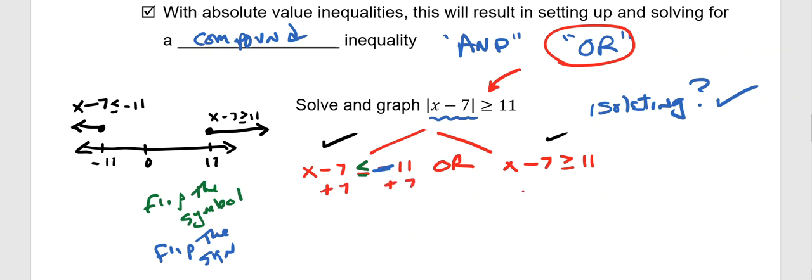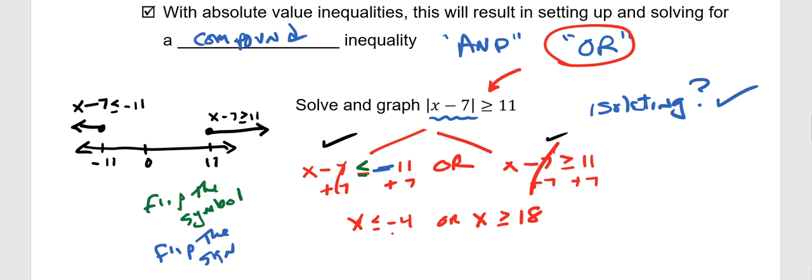We add 7 to both sides on one part, we add 7 to both sides on the other. What we're going to get is x is less than or equal to negative 4, or x is greater than or equal to 18. Those are the values that, if I substitute in for x, would make the absolute value of all of this at least 11 away from 0.